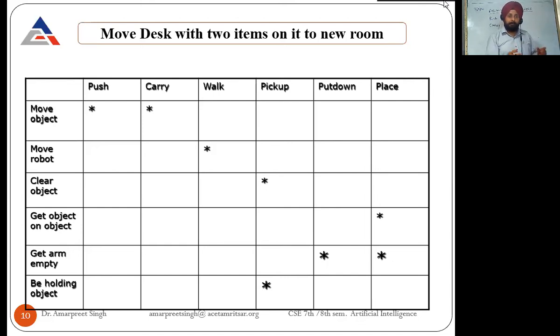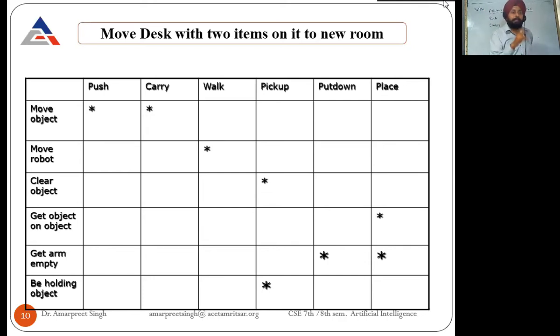Get arm empty. If the robot has to push or pick something, earlier its arm should be empty. To get the arm empty, it can be put down or place. And be holding the object means the pick up operator. So these are the operators. The application of these operators will help you move the desk with the two items from one room to another.